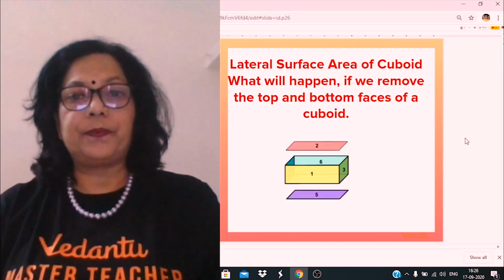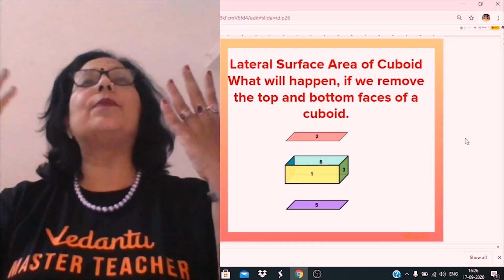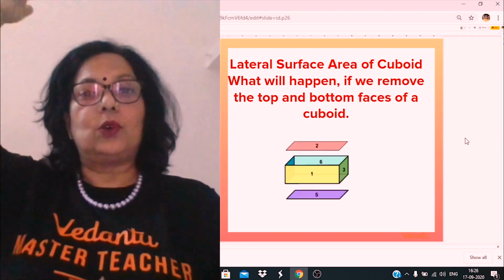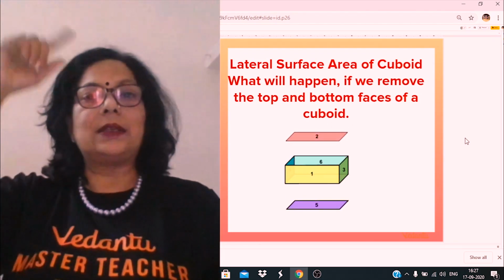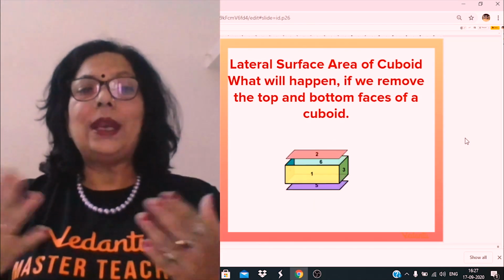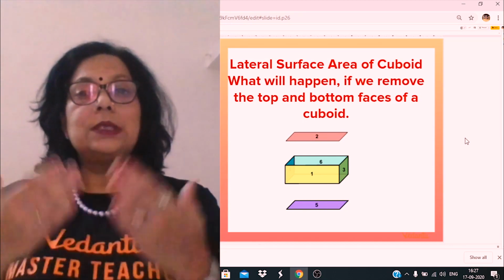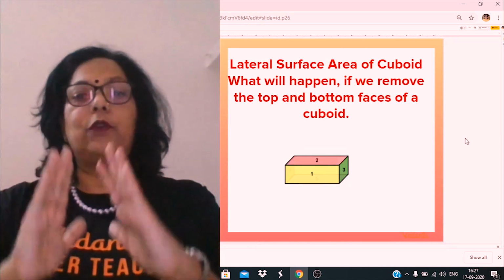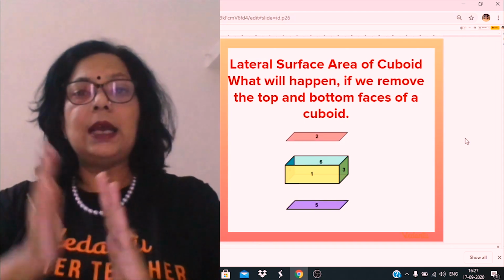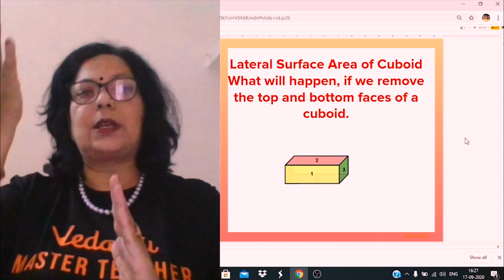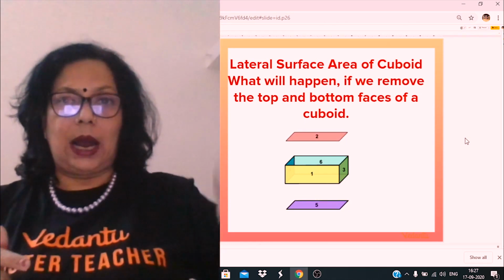So how do I find out the area of the floor? Simply length into breadth. If I have to get the POP done in the ceiling of my room, I have to get my roof decorated, then I take only the area of the roof, that is length into breadth. But when I get the oil bond paint or the whitewash done on the walls, I take the area of the four walls. That means I subtract the bottom and the top. I just take breadth into height.